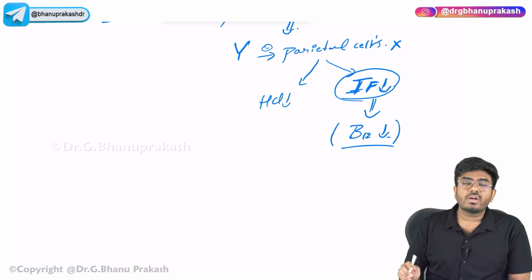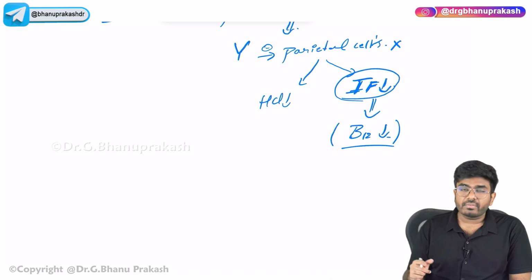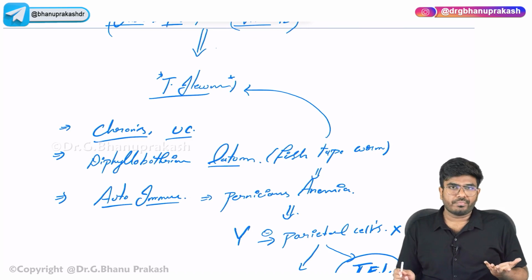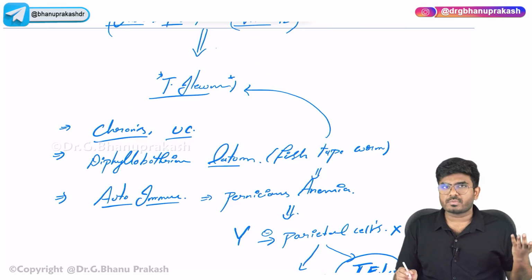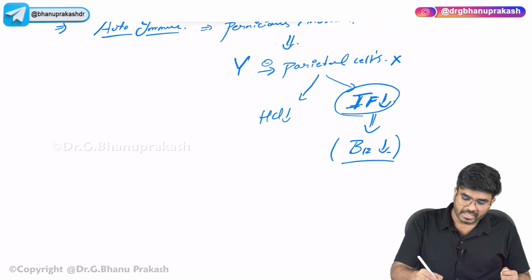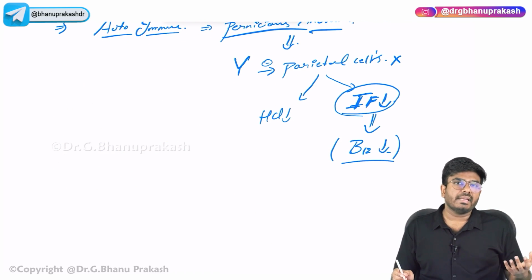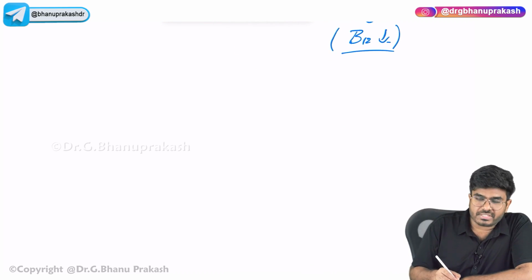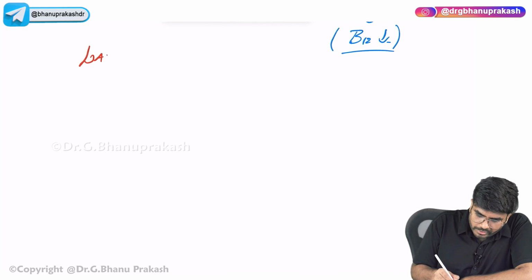So that's one of the causes of vitamin B12 deficiency. Crohn's disease and ulcerative colitis are inflammatory bowel diseases, so absorption of the substances will decrease. Diphyllobothrium latum infection, autoimmune conditions like pernicious anemia, and vegans can also become deficient in vitamin B12. Now, if a patient has vitamin B12 deficiency, what are the labs that are going to be seen?